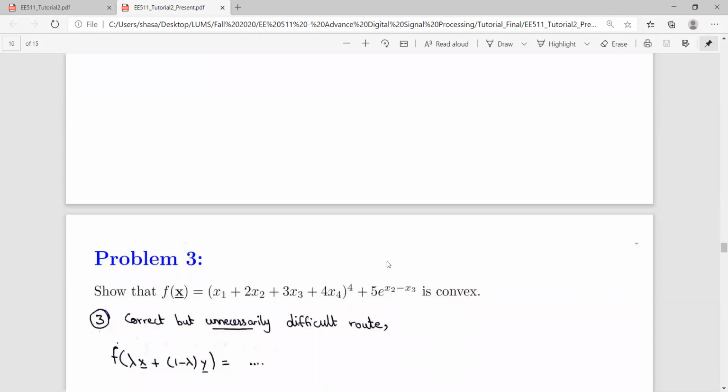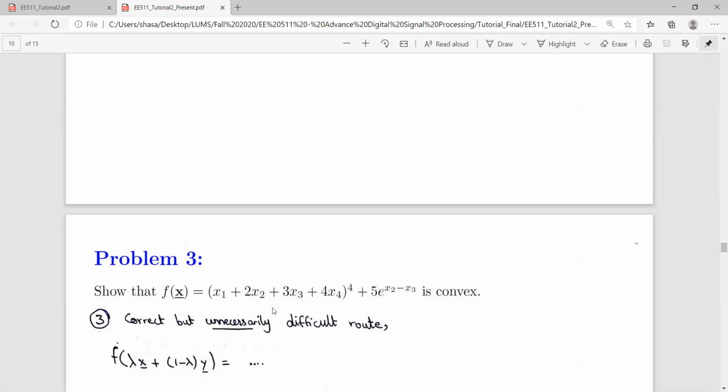So the pattern I see is that this is a summation of 2 terms, and in the homeworks I have seen that the summation of 2 convex functions results in another convex function. So I can just say that f of x is equal to f1 of x plus 5 times f2 of x, and if f1 and f2 are convex, then f of x would also be convex. If I can show that f1 and f2 are convex, then I'm good to go.